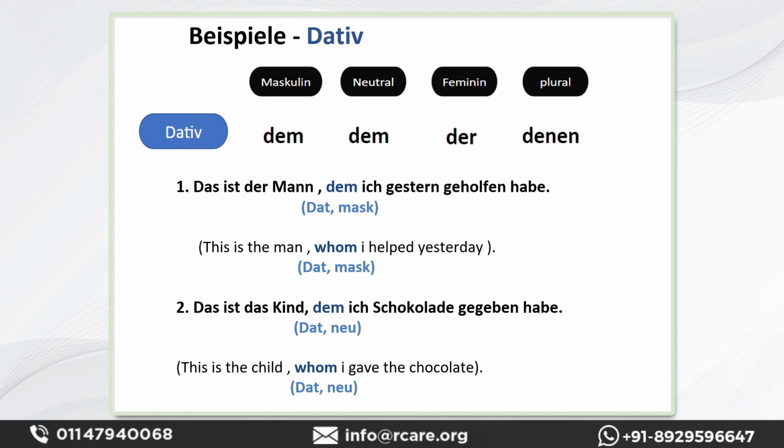Das ist der Mann, dem ich gestern geholfen habe. This is the man whom I helped yesterday. So I helped the man, I'm the subject. The man will be in dative case and he's the object. Das ist das Kind, dem ich Schokolade gegeben habe. This is the child whom I gave the chocolate.